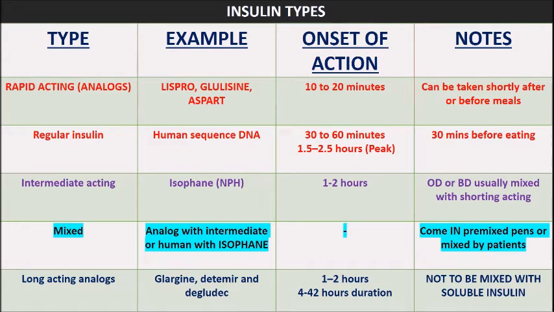And there are many types of insulins. Some are rapid acting analogs, which are a modified version of human insulin, like Lispro, Glulisine, and Aspart. They act very quickly. Regular insulin, which is human insulin, also called soluble insulin, is the normal human sequence insulin. It takes a little bit longer to be dissolved in the blood. The intermediate acting, like the NPH, which is basically insulin added with protamine, the neutral protamine Hagedorn, and the mixed analogs and the long-acting analogs like glargine, detemir, and degludec.